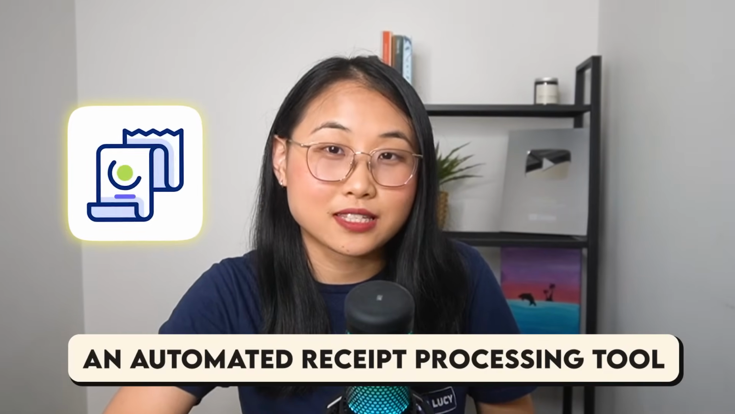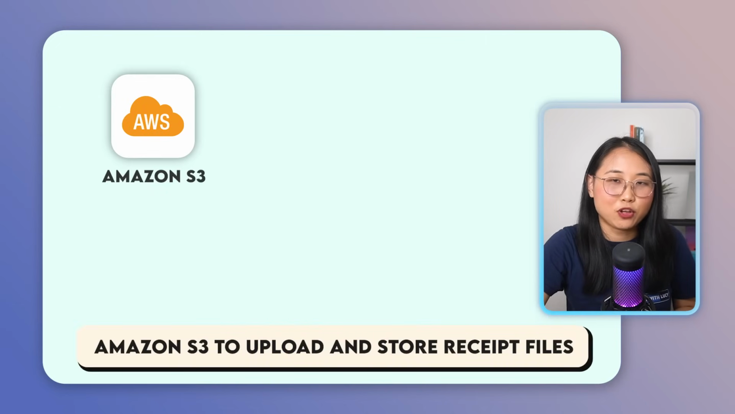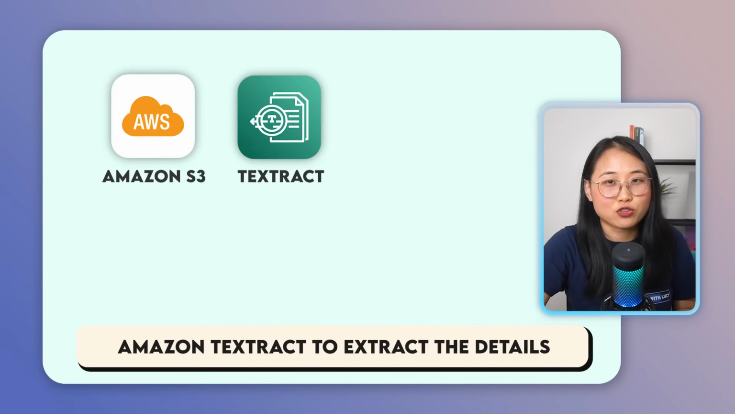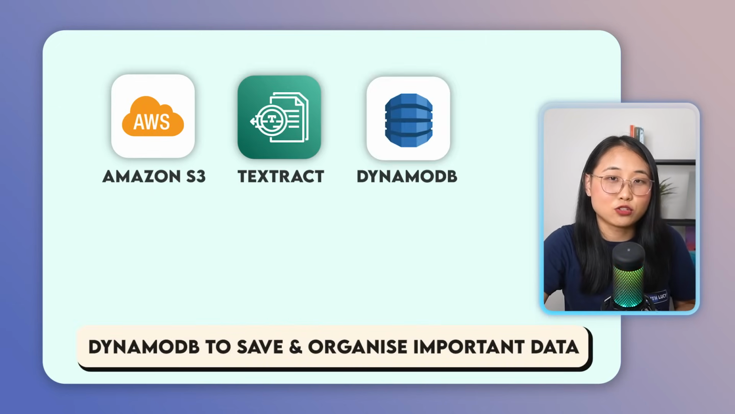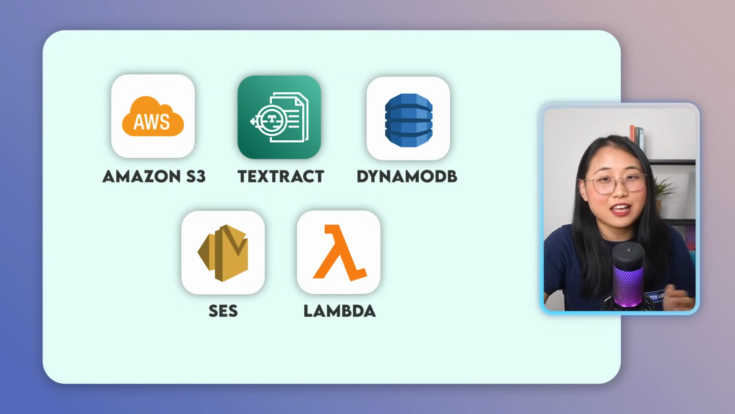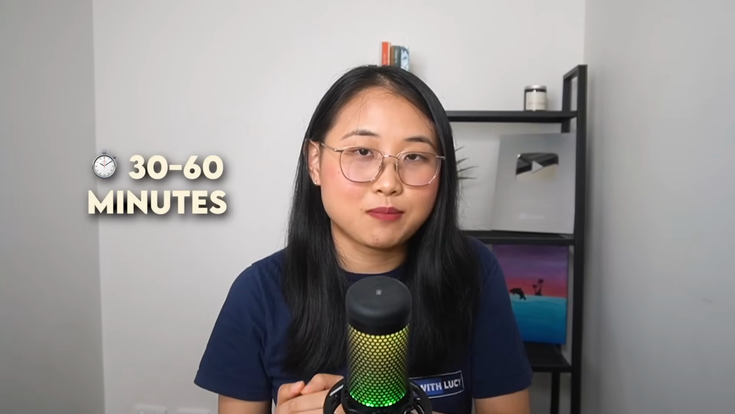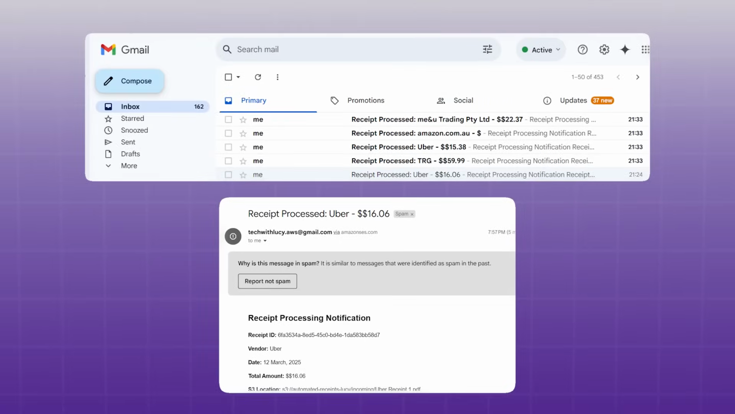And that's exactly what we're going to build, an automated receipt processing tool that can help you keep track of all of your receipts. We'll use Amazon S3 to upload and store receipt files, Amazon Textract to extract the details, DynamoDB to save and organize imported data, SES to send email summaries, and finally AWS Lambda to automate the whole thing. The project takes around 30 to 60 minutes to complete and it's within the free tier. Here's a sneak peek of what the final processed receipts look like.